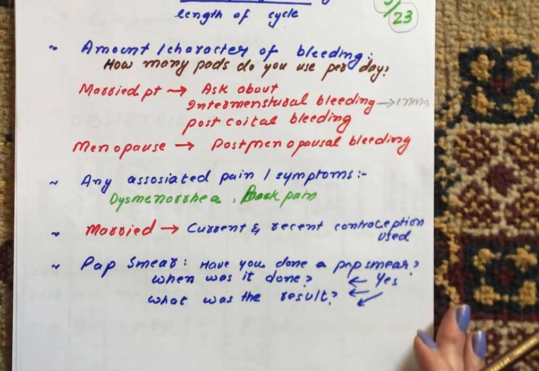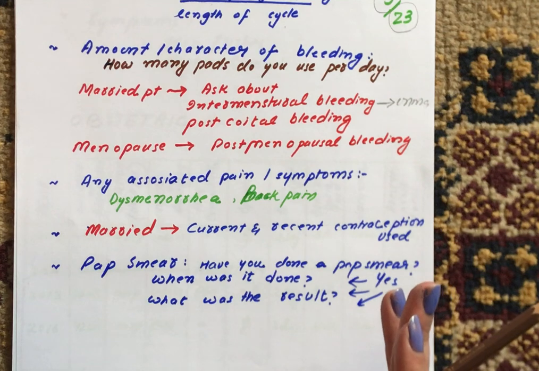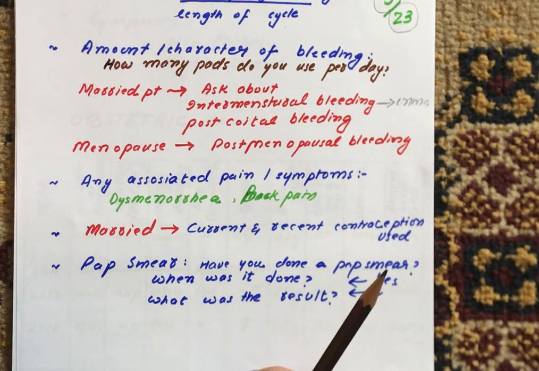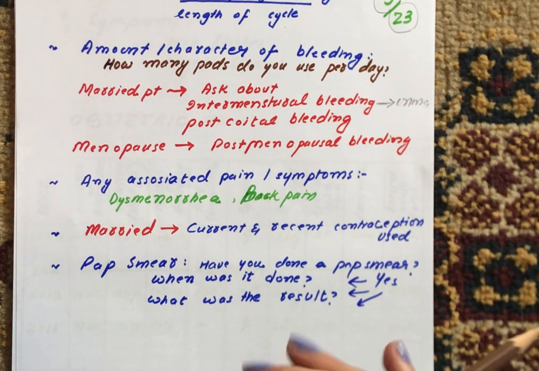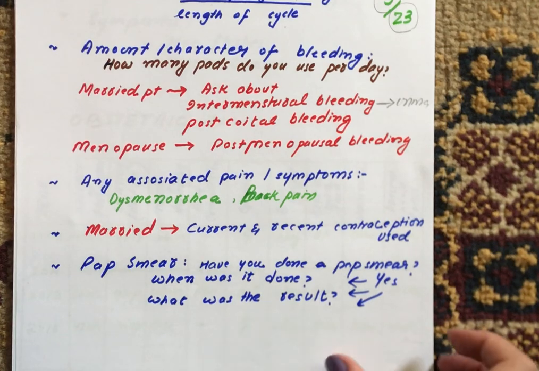Any associated pain or symptoms, for example, dysmenorrhea. Dysmenorrhea is, do you have any cramps during your menses, right? And ask about pap smear. Have you done a pap smear? If no, then move on. And if she says yes, then when was it done and what was the result?